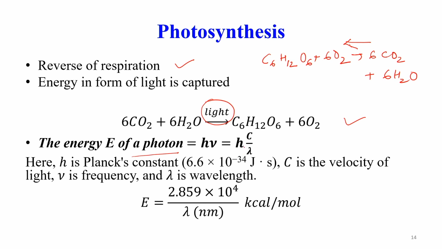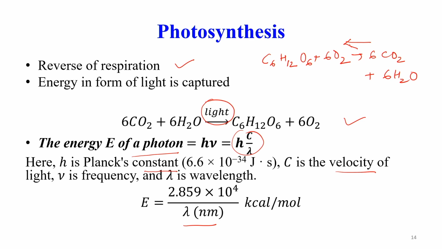So, we can calculate the energy of one photon, which is equal to hc upon lambda. H is Planck's constant, c is the velocity of light, and lambda is the wavelength. We know Planck's constant and the velocity of light, so we can put these two values here. It comes out to be E equals 2.859 into 10 to the power 4 divided by lambda in nanometer, kilocalorie per mole. So, if you know the wavelength of light, you can calculate the energy of one photon.